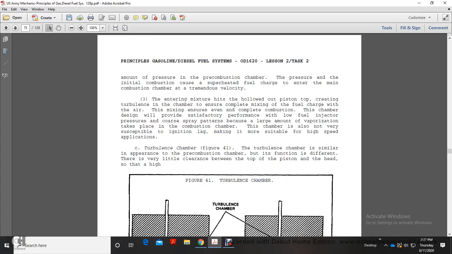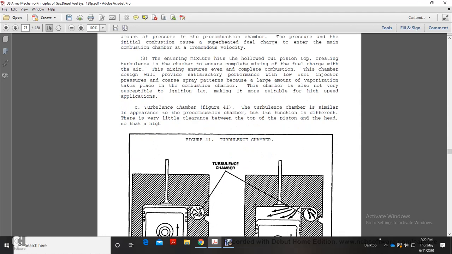The design will provide satisfactory performance with low fuel injector pressures and coarse spray patterns, because a large amount of vaporization takes place within the combustion chamber. The chamber is also very hot. It is not very susceptible to ignition lag, which makes it more suitable for high-speed applications.